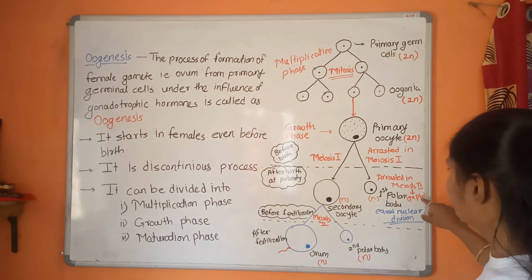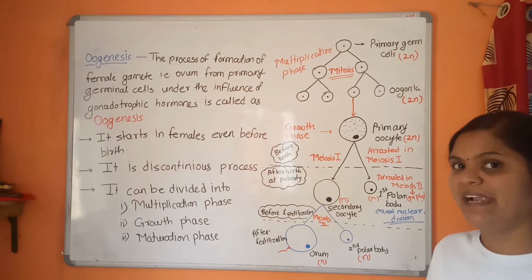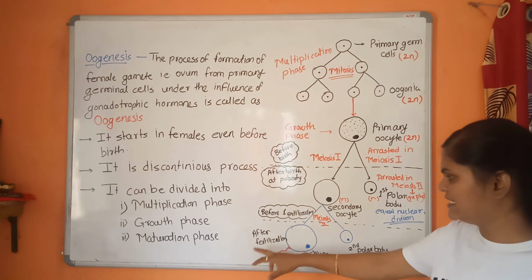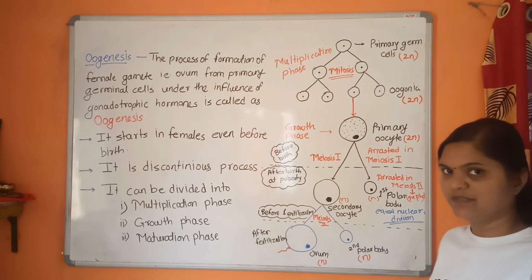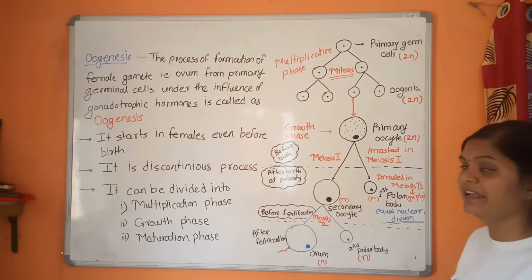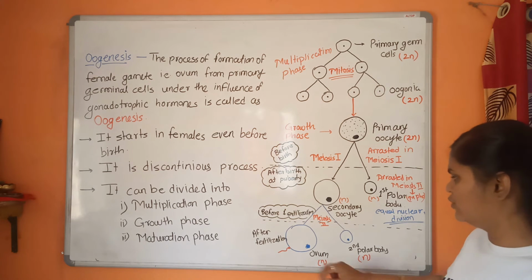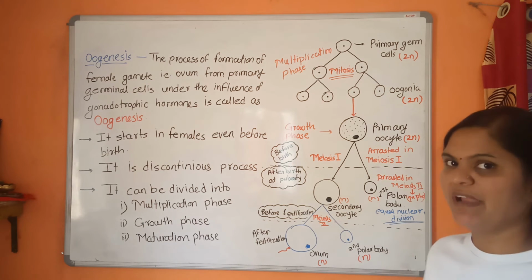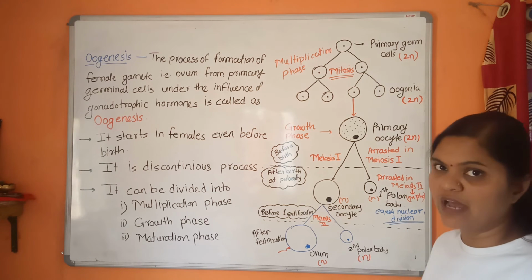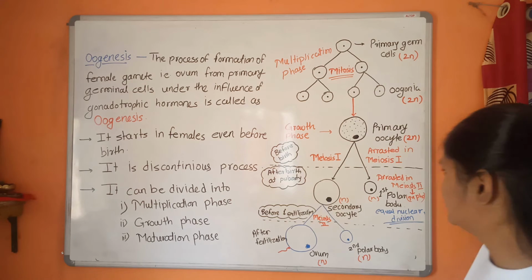It is arrested in which phase? It is arrested in metaphase. Now if fertilization takes place, that means sperms have entered the fallopian tube, and only at that time is this secondary oocyte converted into the true female gamete, the ovum. And one more polar body is produced.